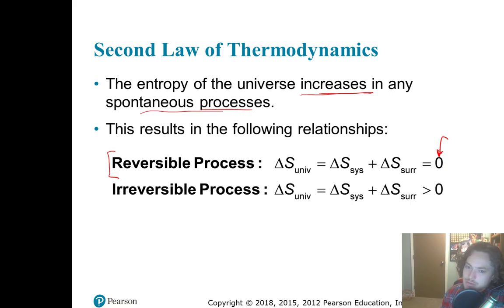As you can tell from that idea, reversible processes are pretty tricky, and also, I wouldn't say rare, but if you really want to make sure you have a reversible process, you have to do some very careful planning, very careful engineering. Irreversible processes are a little more common. Irreversible processes give us the relationship that the change in entropy of the universe is equal to the change in entropy of the system plus the change in entropy of the surroundings, but this will always be greater than 0, meaning that the total entropy is always going to be increasing. So there's those two ideas.